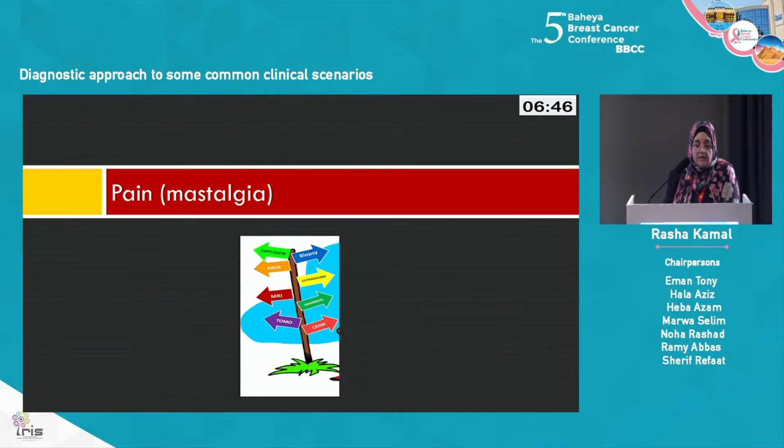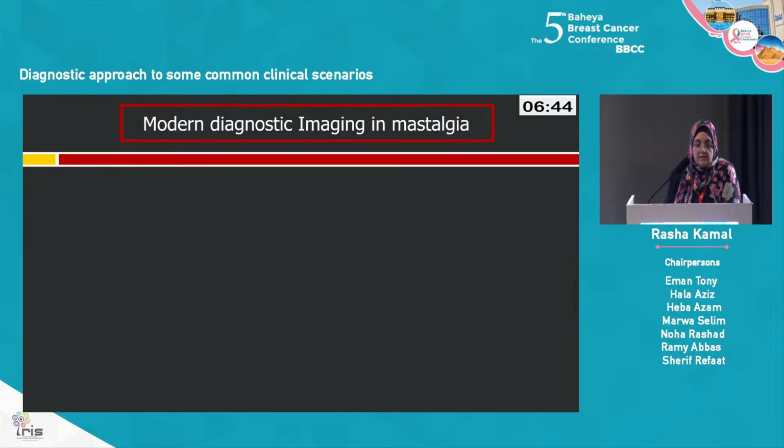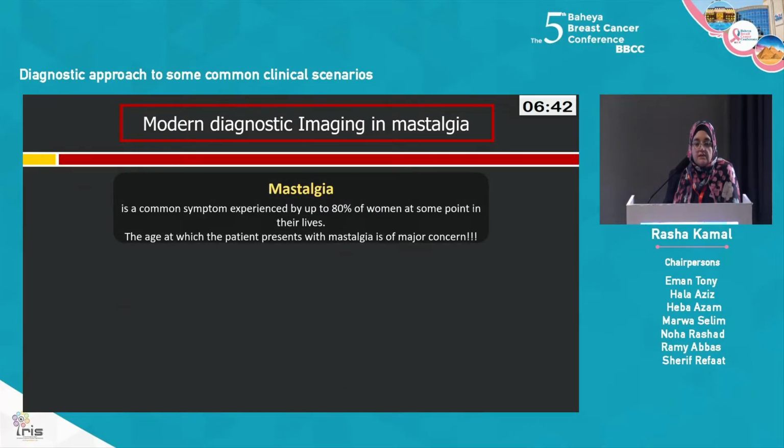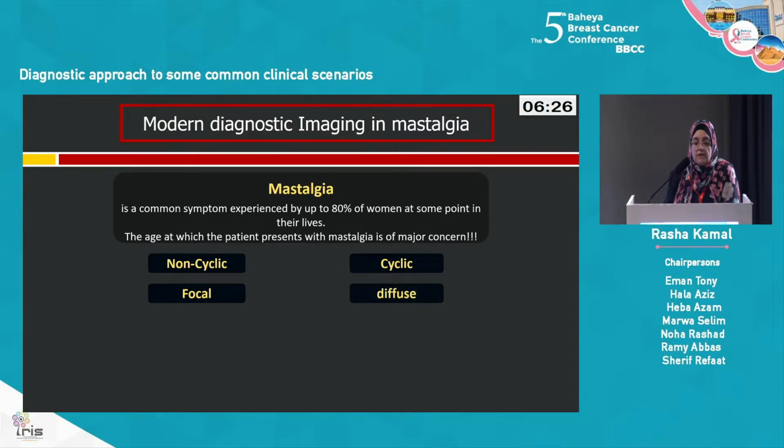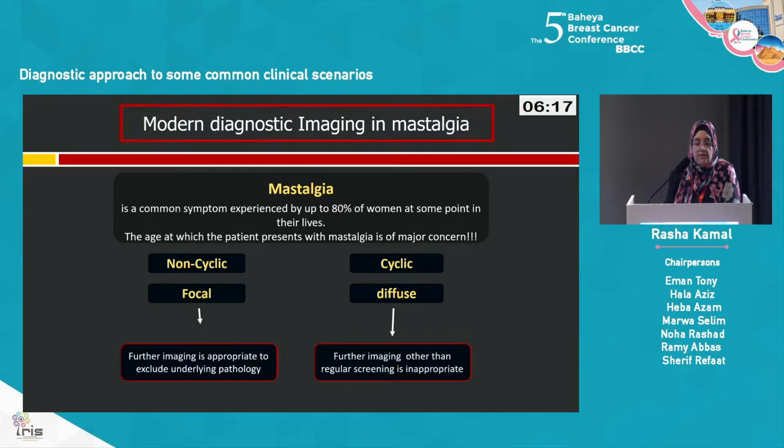We now move to the second station, which is pain or mastalgia. Mastalgia is a common symptom experienced by up to 80% of women at some point in their lives. The age at which the patient presents with mastalgia is of major concern. Mastalgia is classified into either non-cyclic or cyclic, focal or diffuse. For non-cyclic focal mastalgia, further imaging is appropriate to exclude underlying pathology, while for cyclic diffuse mastalgia, further imaging other than regular screening is inappropriate.